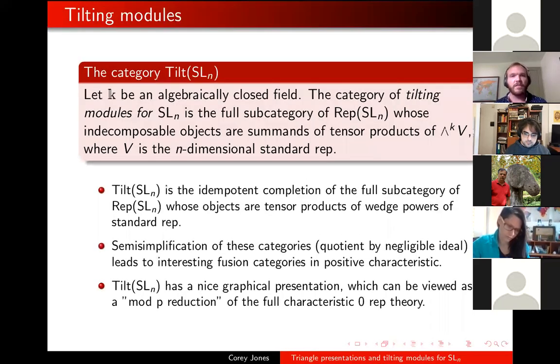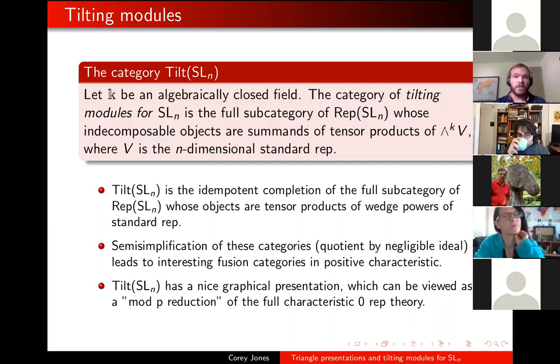But I'll start by just giving you a definition of tilting modules for SLN. My approach to tilting modules is quite pedestrian and elementary, and there is definitely a sophisticated point of view on these things. But for me, it's just a certain full subcategory of the representation category of SLN. So throughout this talk, K is just going to be some algebraically closed field.